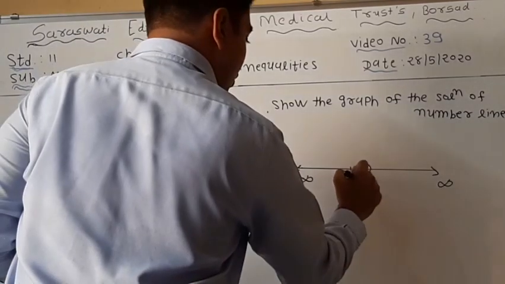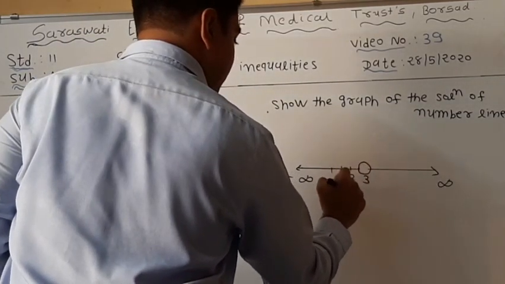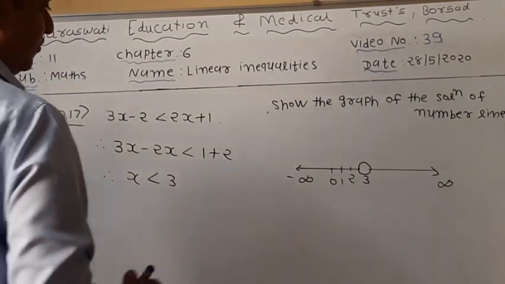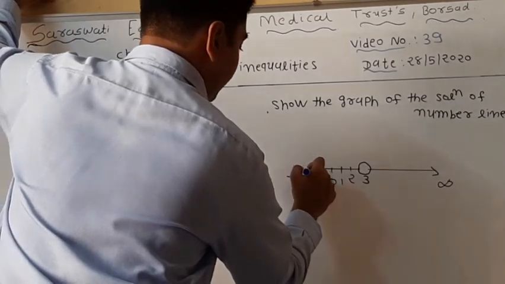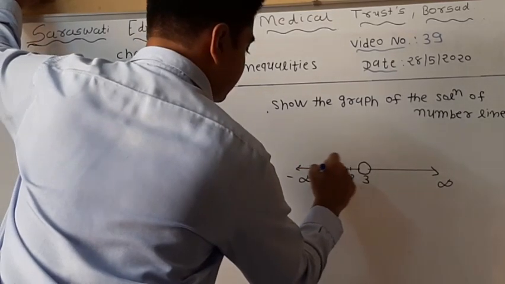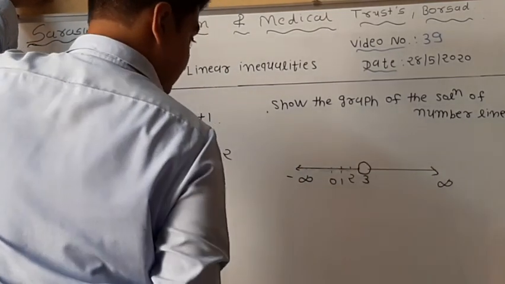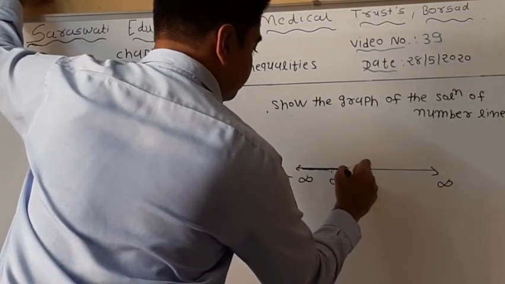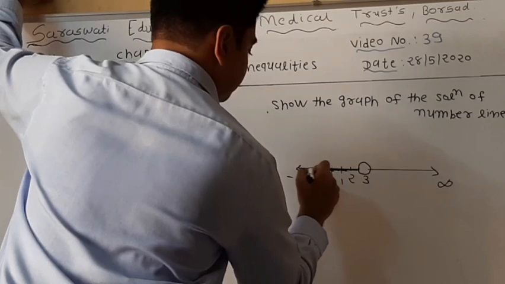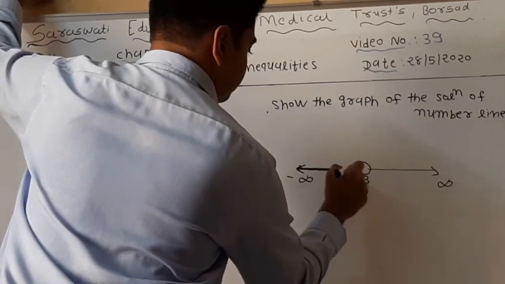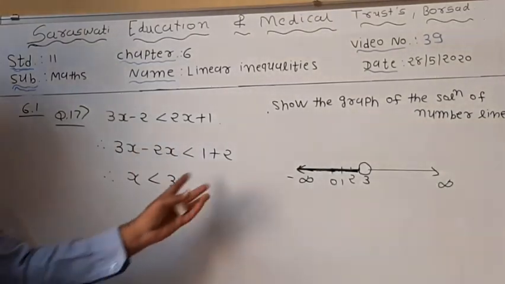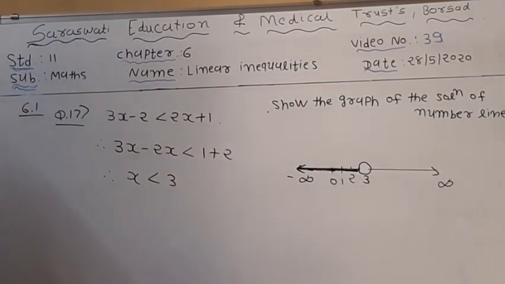So here write 2, 1, 0 up to the negative side. So how can it be represented? Here we can mention this line means a dark line on this side. So on the left side we can mention a dark line.